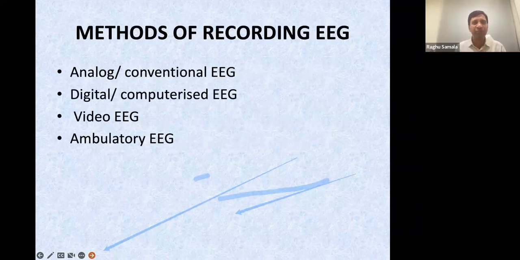What is the source of waveforms? The source of waveforms is the pyramidal neurons. Where you are recording, it is the dendrites. So postsynaptic potentials at the dendritic level are what you are recording.